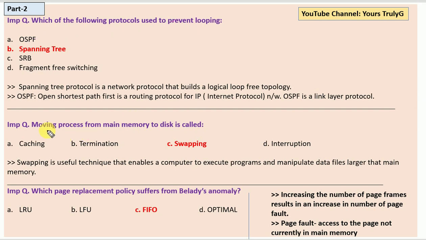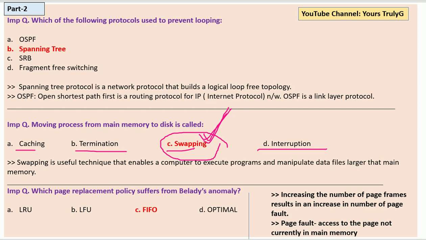So the next question is, moving a process from main memory to the disk is called? This is also a very important question, and it is related to the operating system. So let's discuss the options: caching, termination, swapping, and interruption. So the correct answer would be swapping. Swapping is nothing but moving the process from main memory to disk in order to free up space, and this is a very useful technique to implement a large memory in your system. Many times, they will ask the definition of swapping.